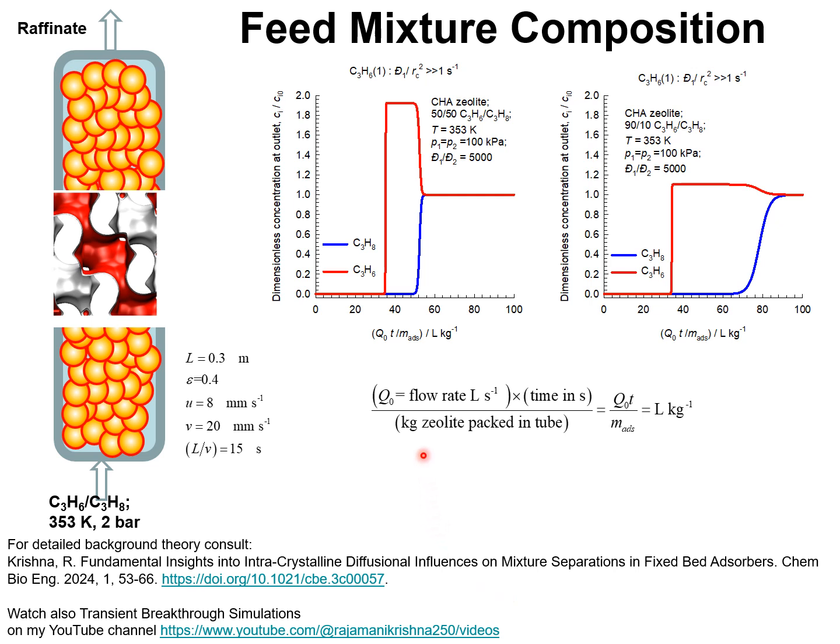The x-axis is the modified time parameter, consisting of the product of Q0, the flow rate at the inlet in liters per second, times the time in seconds divided by the kilograms of Chabasite in the packed tube. The units of the x-axis are liters per kilogram.